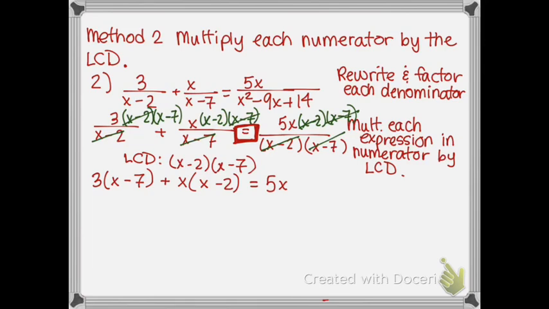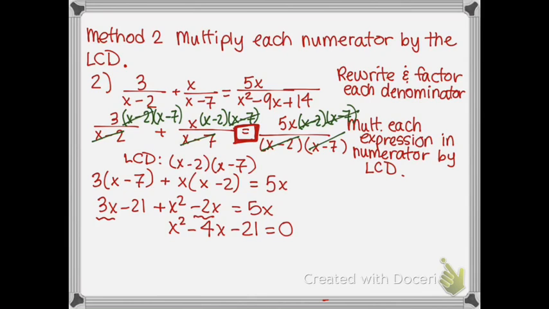Let's distribute down here and we get 3x minus 21 and so on. And again, a beautiful quadratic. Let's bring everything to the left. We want that x squared to stay positive. So on the left, we have 3x minus 2x, which is x. Subtracting the 5x over, we get negative 4x.